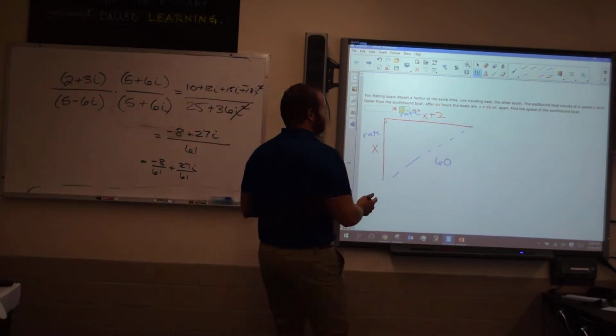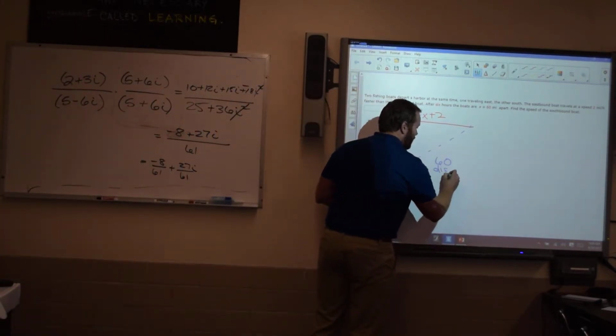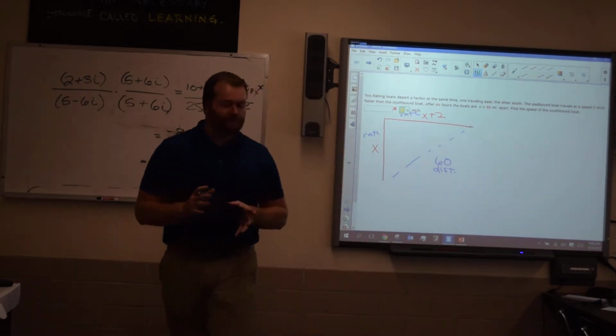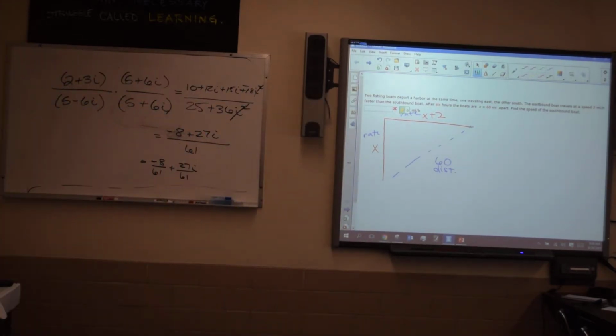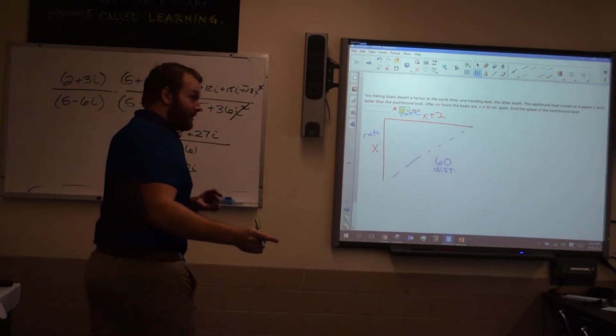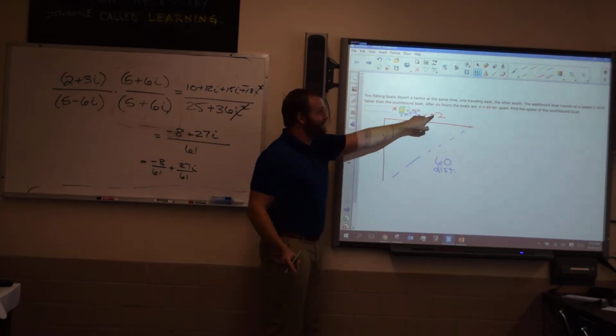In this case, this value of 60, is that a distance or a rate? That's a distance. So if you used the Pythagorean theorem and left it in the form x squared plus the quantity x plus 2 squared equals 60 squared, you're wrong, because you're relating rates with distances. The Pythagorean theorem is distance squared plus distance squared equals distance squared, so I need to turn these things into distances somehow.